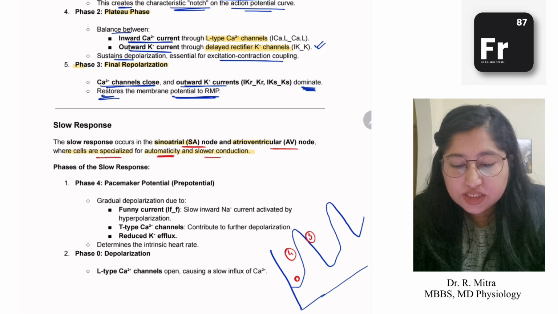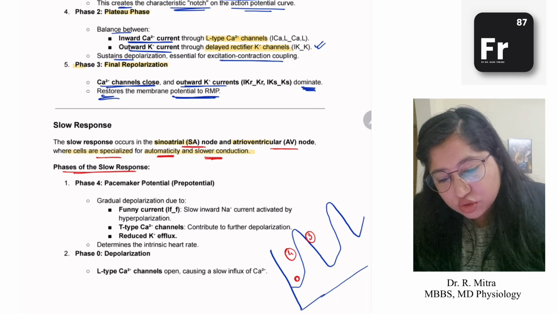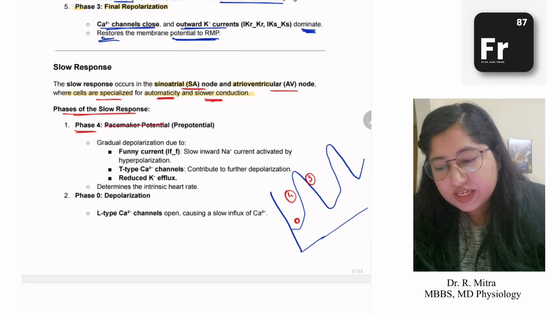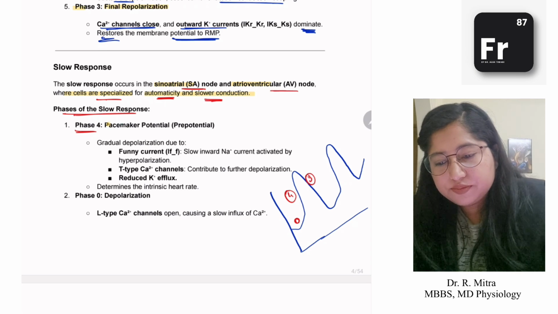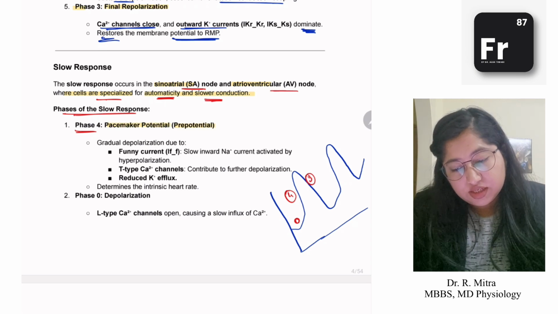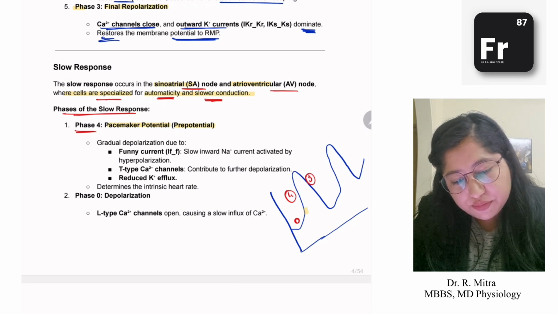Now the slow responses, as I've said before, are seen in the sinoatrial node and atrioventricular node, where the cells are specialized for automaticity and slower conduction. Now the phases of the slow response: phase 4, that is the pacemaker potential or the pre-potential. In phase 4, there is gradual depolarization.